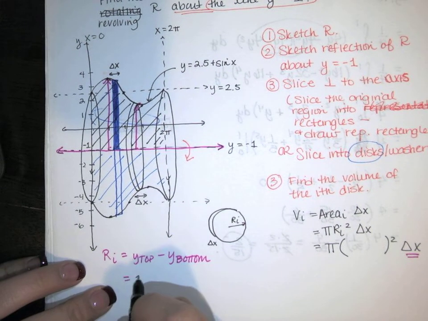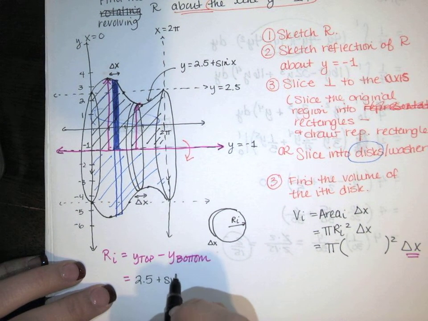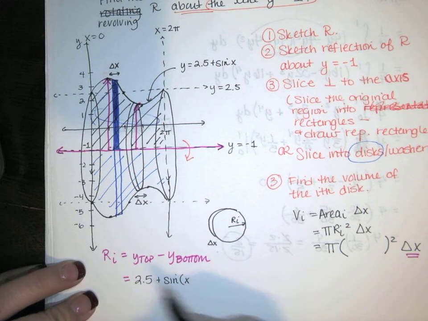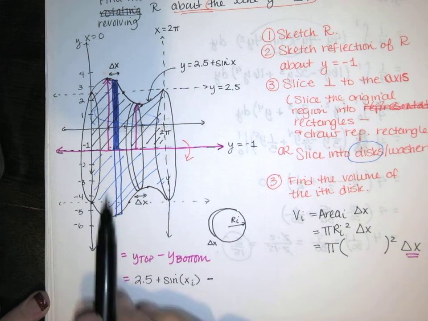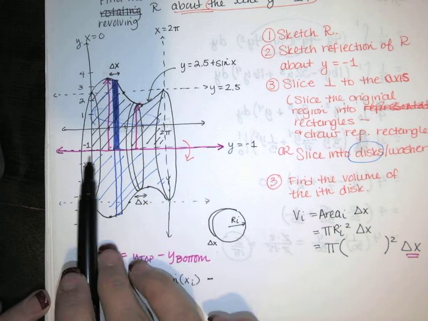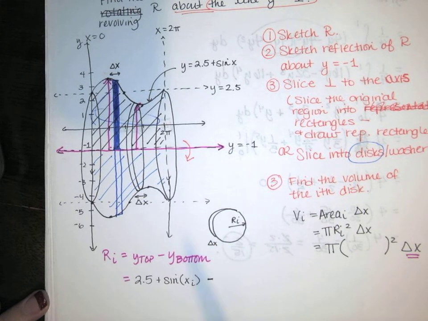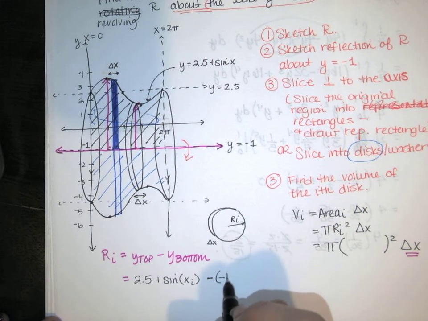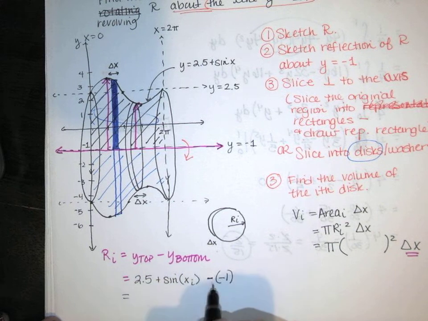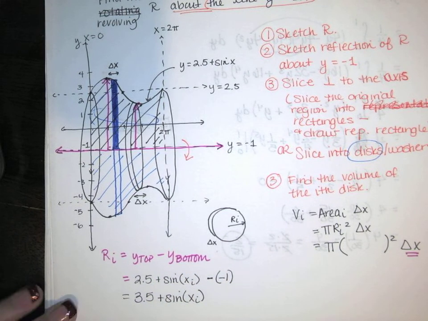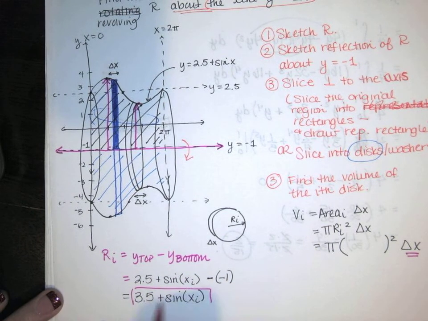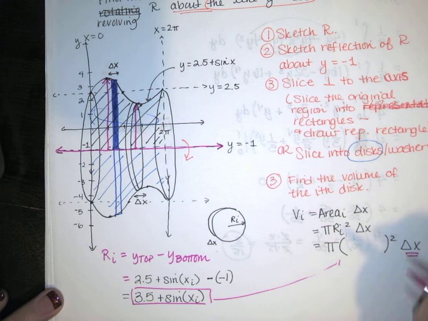So our top y value is 2.5 plus sine of x, but I'm on the ith disk, so I'm picking out an x value on that ith subinterval. I'm going to call it x sub i. And then we're going to subtract the bottom y value. The bottom y value is just given by the equation of the axis. It's given by y equals -1. So I'm subtracting -1. So I end up with 2.5 minus a -1 is 3.5. So I end up with a radius of 3.5 plus sine of x sub i. That's my radius. It goes right there.